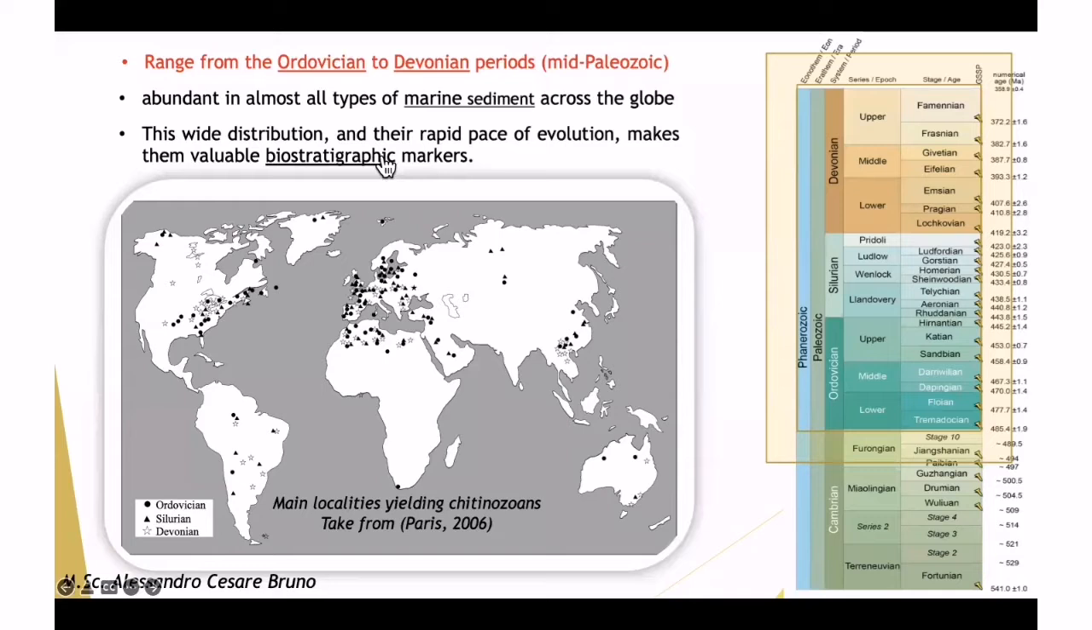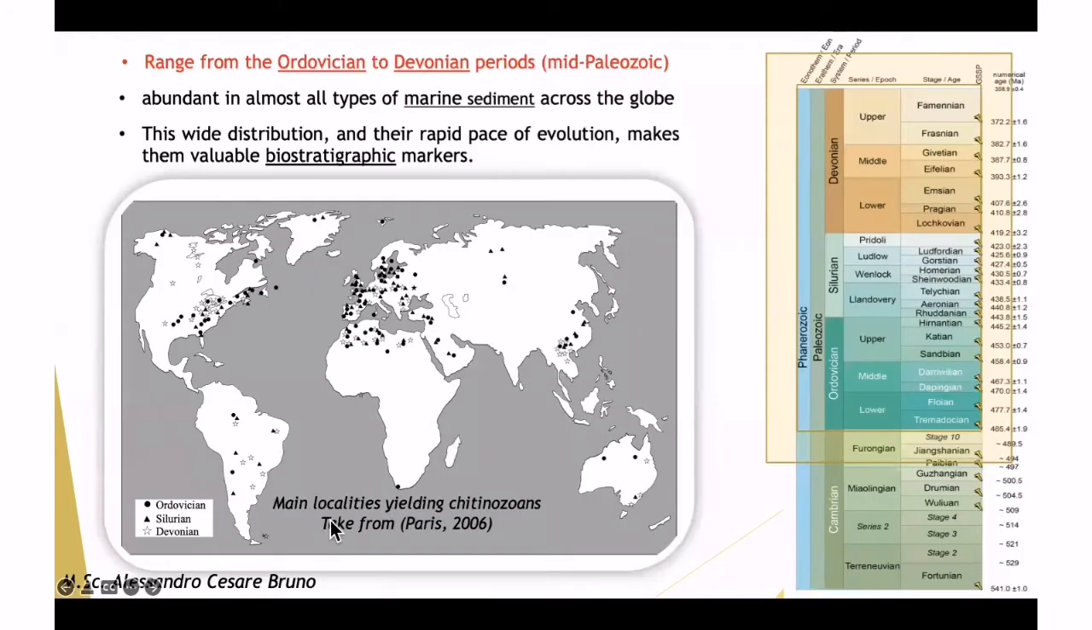Their range, from the Ordovician through the Silurian to the end of the Devonian, is a group that only exists in the Paleozoic. They are abundant in almost all marine sediments across the globe, and their wide distribution and rapid evolution make them valuable as biostratigraphic markers.